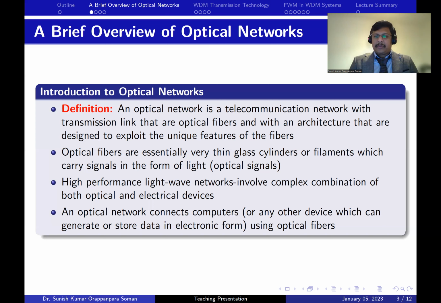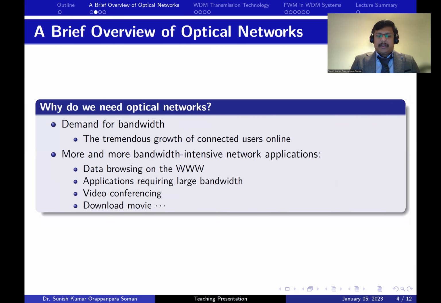A high performance optical network includes several combinations of electrical and optical devices, and essentially an optical network connects computers and various devices across the globe, and intercontinental connections are through optical cables. So optical networks are used to connect or interconnect people in general, and also the devices that can store or generate data.